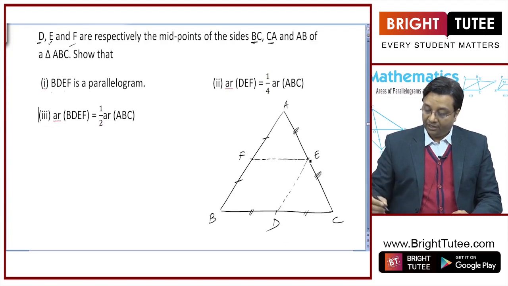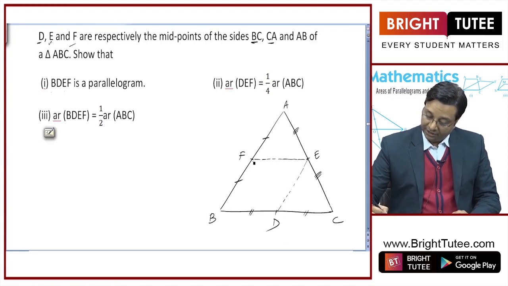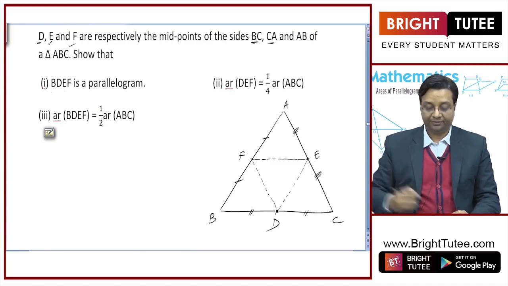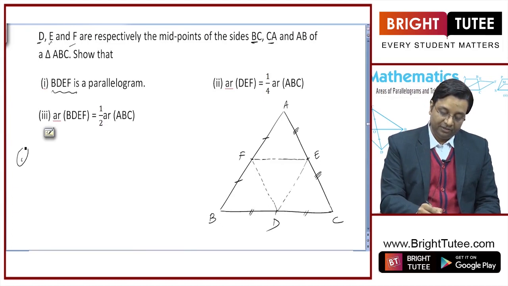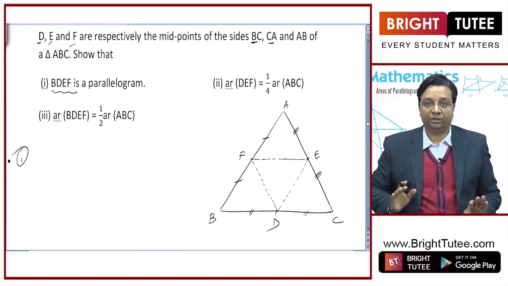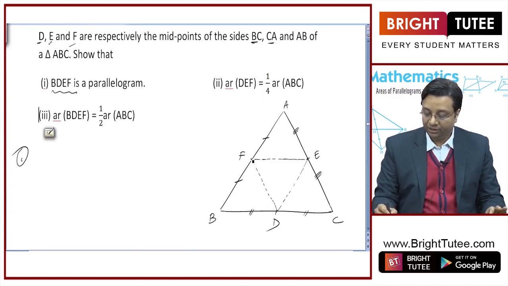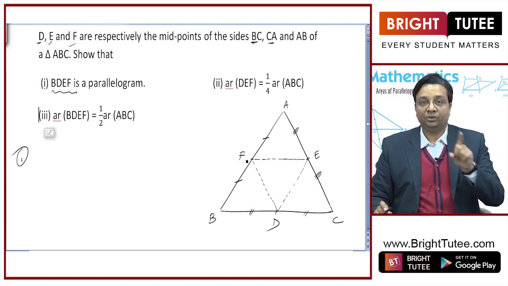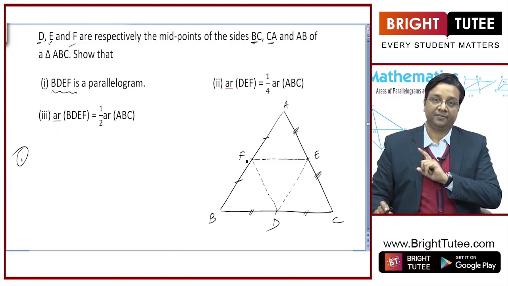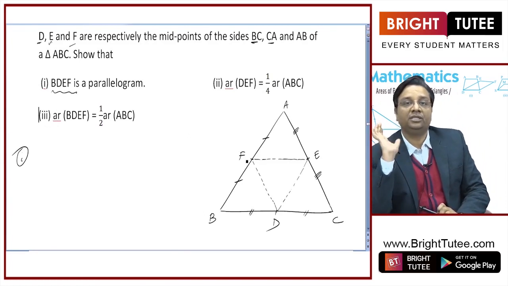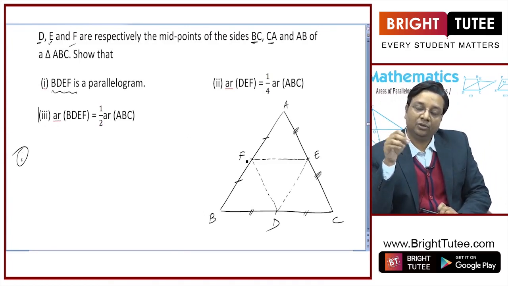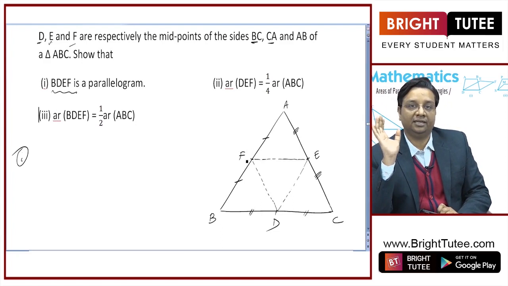Okay, now I will also join F and D. So the first question is, show that BDEF is a parallelogram. For this, you should be clear about the midpoint theorem. If I join midpoints of two sides of a triangle, then the line joining these midpoints will be parallel to the third side, and it will also be half of the third side.